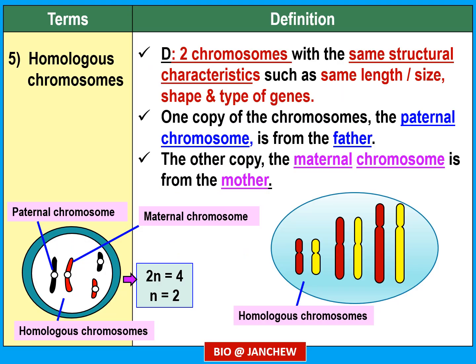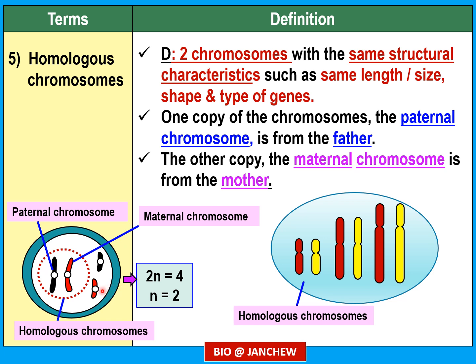So here are the definitions again. Here's the definition for homologous chromosomes. As we have discussed, there are two chromosomes with the same structural characteristics such as same length, size, shape, and type of genes. One is from the father, called the paternal chromosome, and one is from the mother, called the maternal chromosome. So you can be asked to circle a pair of homologous chromosomes. So you can circle two chromosomes of the same length. But they should have different colors to denote the paternal chromosome and differentiate it from the maternal chromosome.